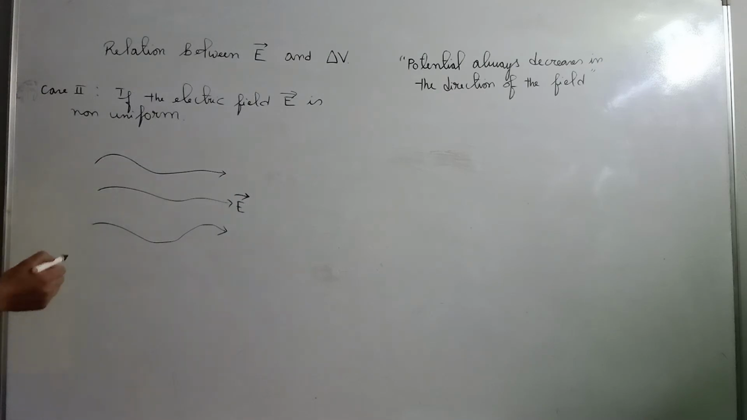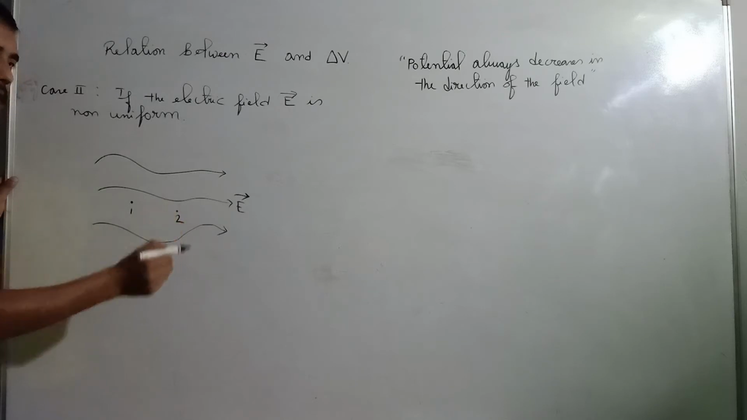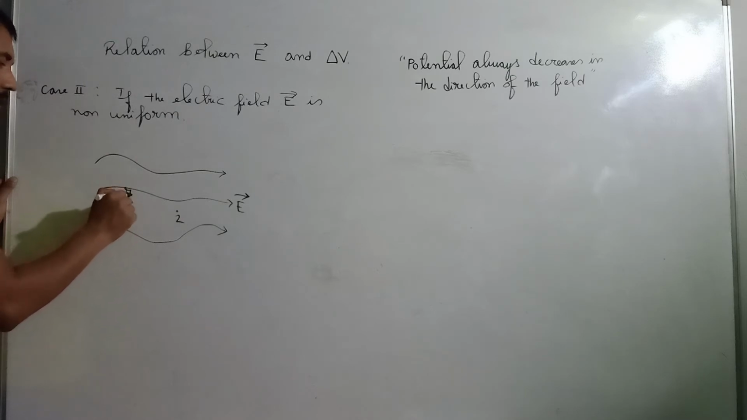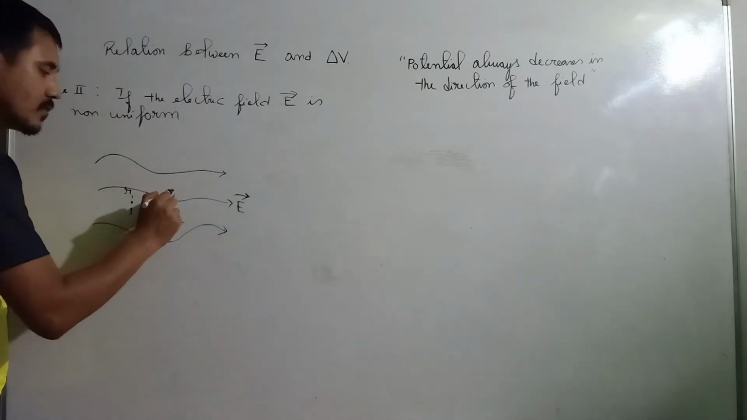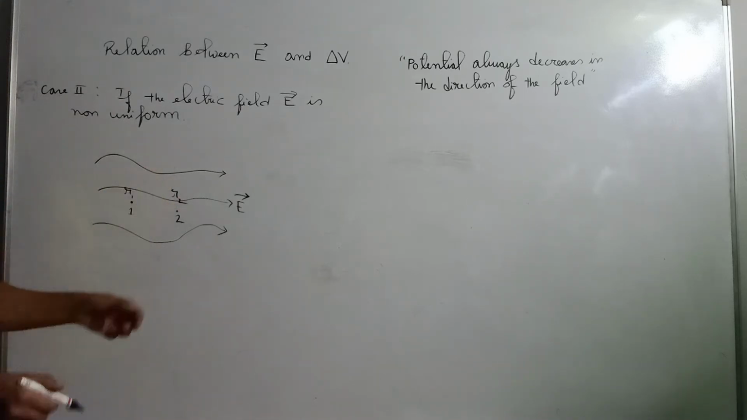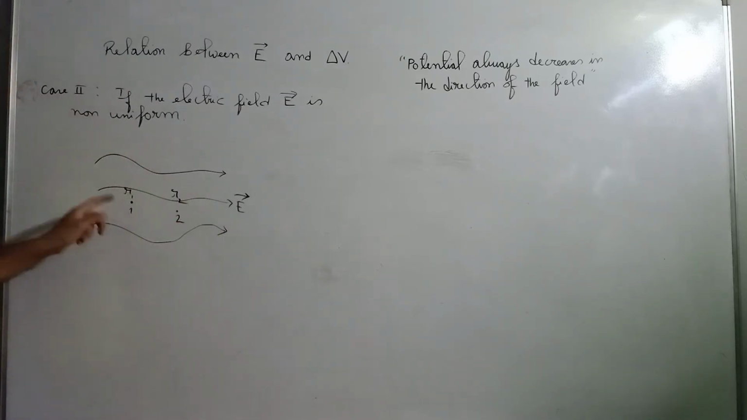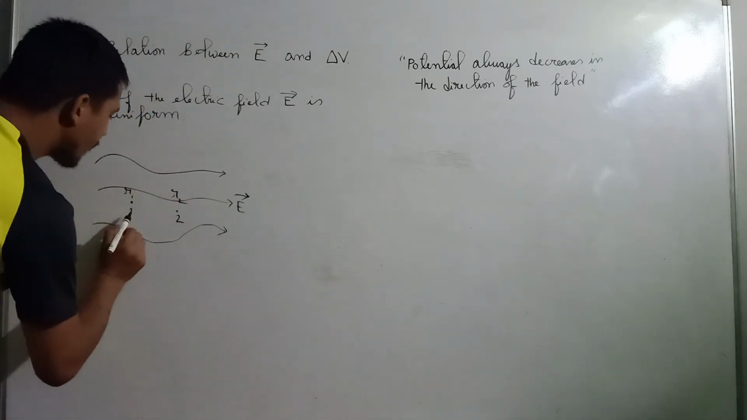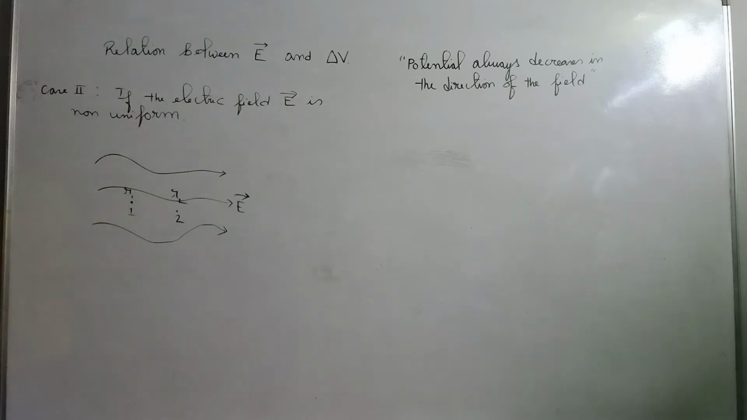And I want to find out the potential difference between these 2 points, 1 and 2. Let the position of this one be represented by R1 and the position of this 2 be R2. It's not required, but you just write the positions. 1 and 2 are R1 and R2. Position of this point R1, position of this point R2. And I want to find out the potential difference between the 2 points 1 and 2.